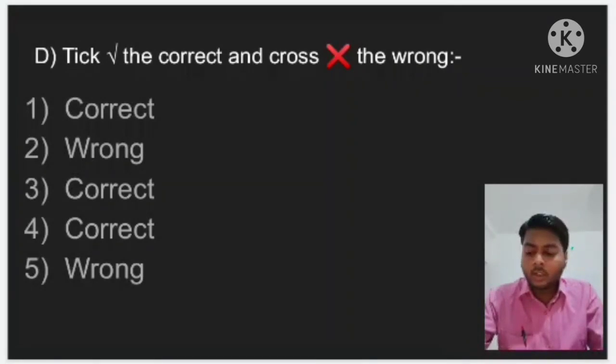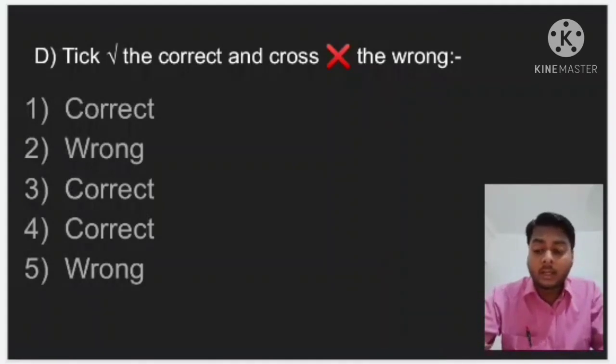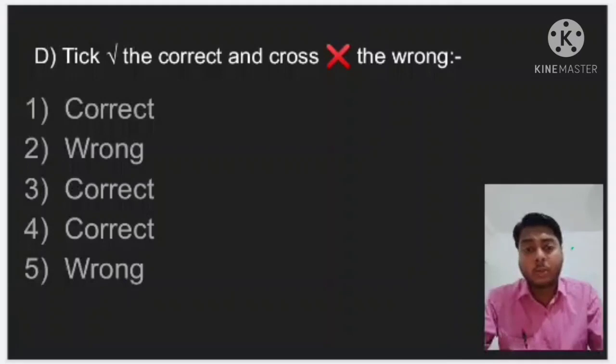Got it? Third number, a GUI based operating system lets the user open and execute programs by icons, buttons and menus. Yes, correct. In GUI, users open programs with the help of icons, buttons and menus, not by writing code. Writing code is for CUI, character user interface, but GUI is icon, button and menu based. So this is also correct.